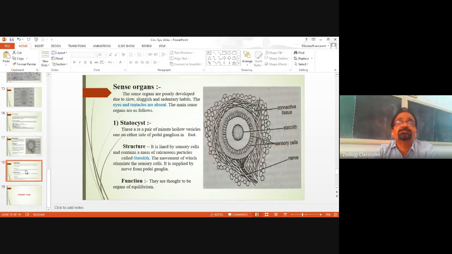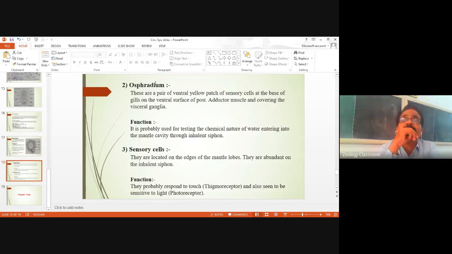So next is the osphradium. These are a pair of yellow patches of sensory cells at the base of the gills on the ventral surface of the posterior adductor muscles, covering the visceral ganglia. See, the osphradium is not an organ as such, but a patch of sensory cells. So what is the function? Probably it is testing the chemical nature of the water.